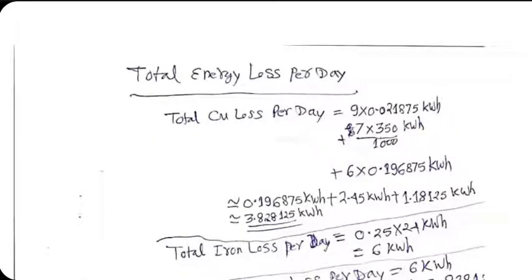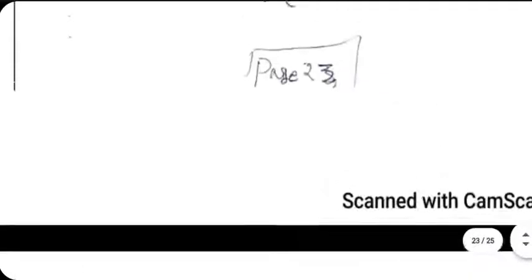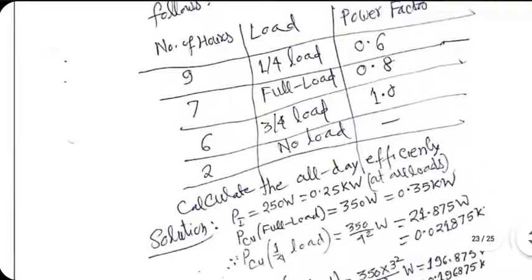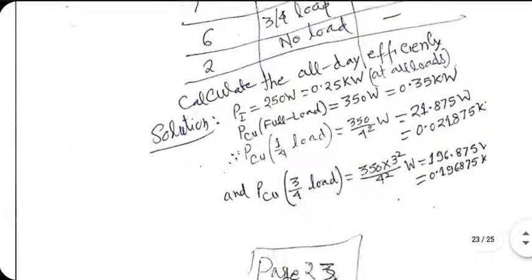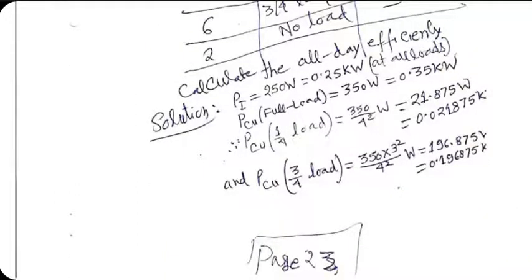0.021785 kilowatt hour. That is one time zone. The other time zone is 7 hours. The next one: here we have full load. So copper loss is the full load value, which is 350 watts.